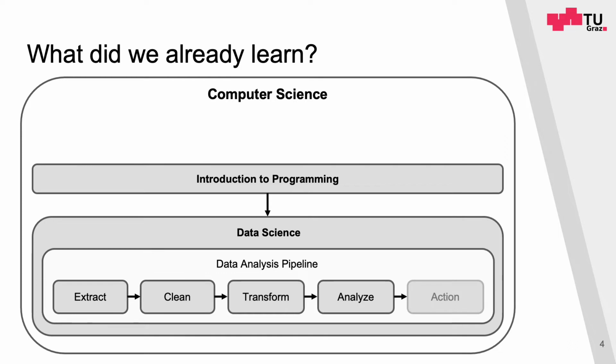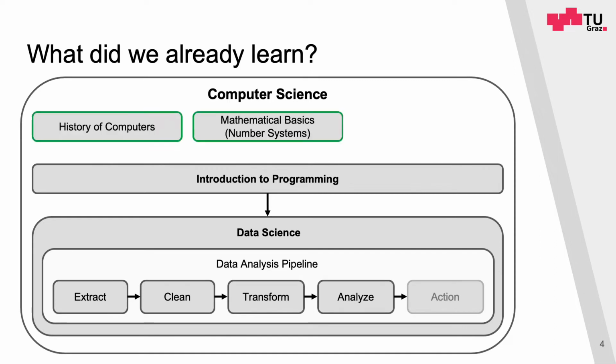The last step in the data pipeline is the action step, where one can apply machine learning models on the data in order to make predictions or classifications. We won't cover this last step in the course, however, I will give you a brief glimpse into the topic during the last lecture. And if you want to learn more about this last step, you should definitely visit the follow-up course, namely Informatik 2, in the next semester.